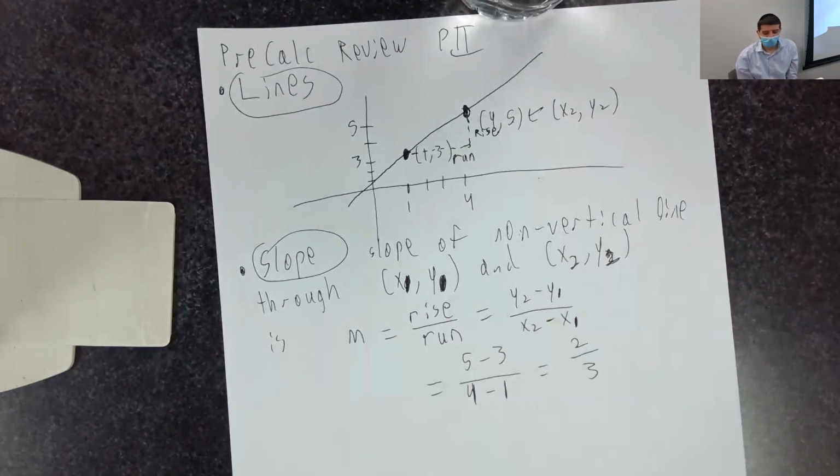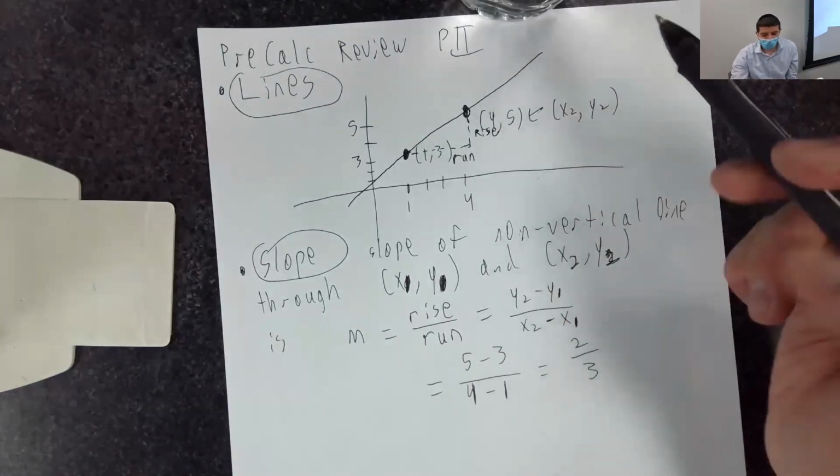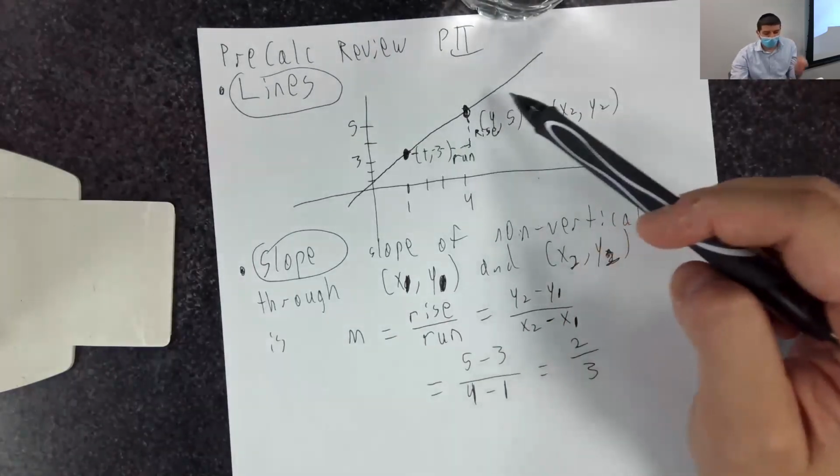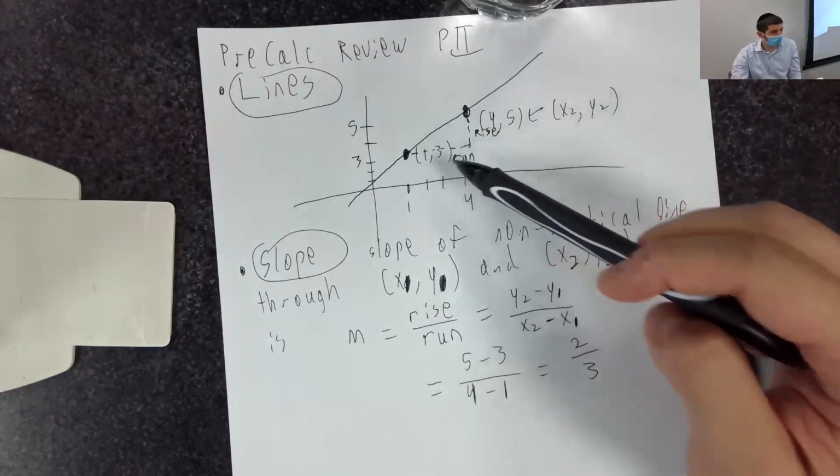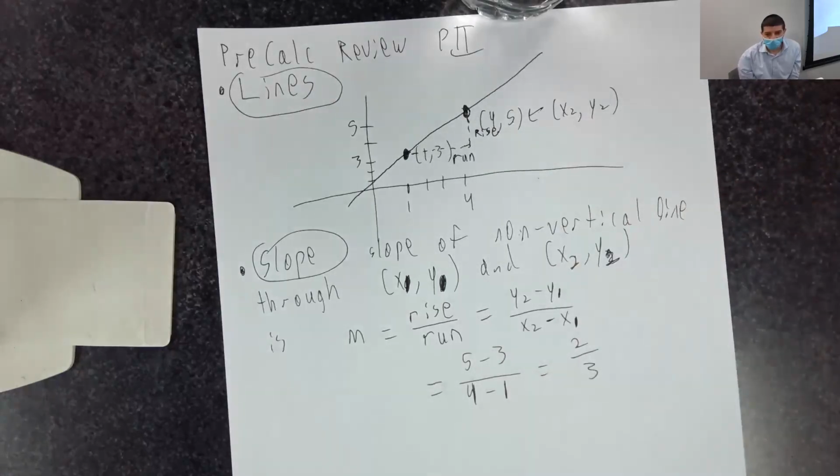And if you switch the points, like 4, 5 was your first point and 1, 3 was your second point, believe it or not, you'll get the same answer. Either way, you'll get the same slope. So it's up to you how you want to pick them.